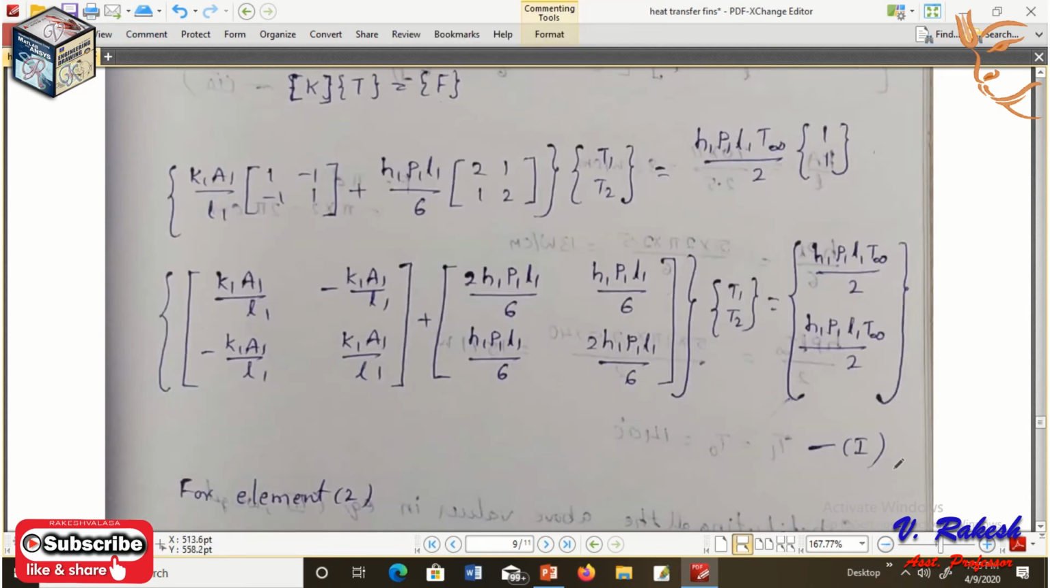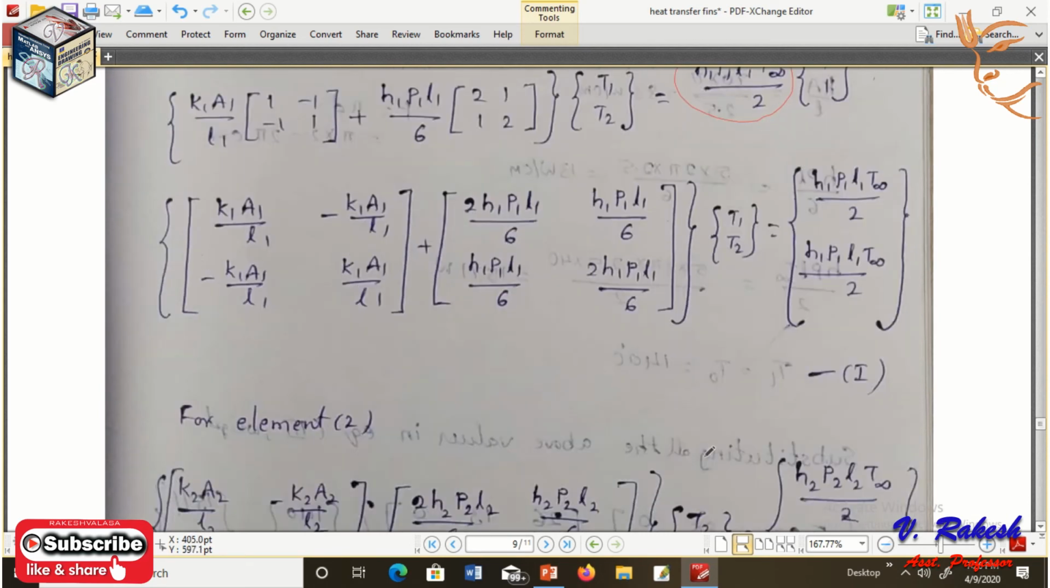Now simplify this equation. That means now multiply these outside terms with inside terms, that is K1 A1 by L1 plus 2 H1 P1 L1 by 6, minus K1 A1 by L1 plus H1 P1 L1 by 6, minus K1 A1 by L1 plus H1 P1 L1 by 6, K1 A1 by L1 plus 2 H1 P1 L1 by 6, into T1 T2 equal H1 P1 L1 T infinity by 2 into 1 1. This is equation 1.